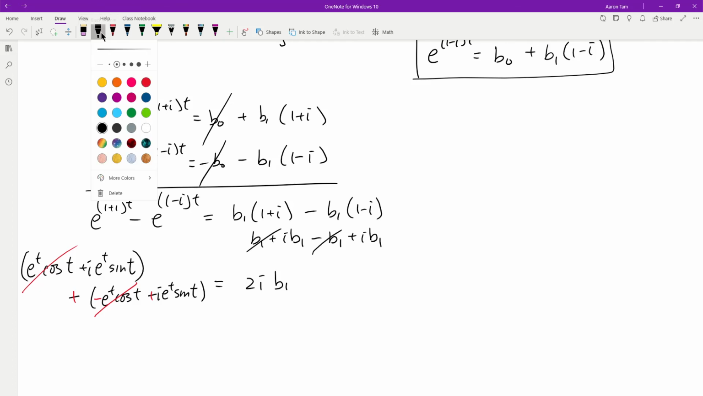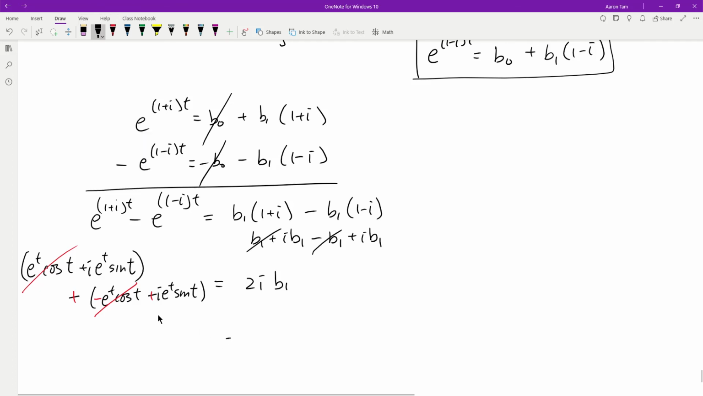So let's see what we got here. It looks to me that the two i e to the t sine t will combine. So we have 2i e to the t sine t equal to 2i b sub 1. Wow, look at that. The i and the 2 just simply cancel out, and that leaves me with something quite simple: b sub 1 equal to e to the t sine t.